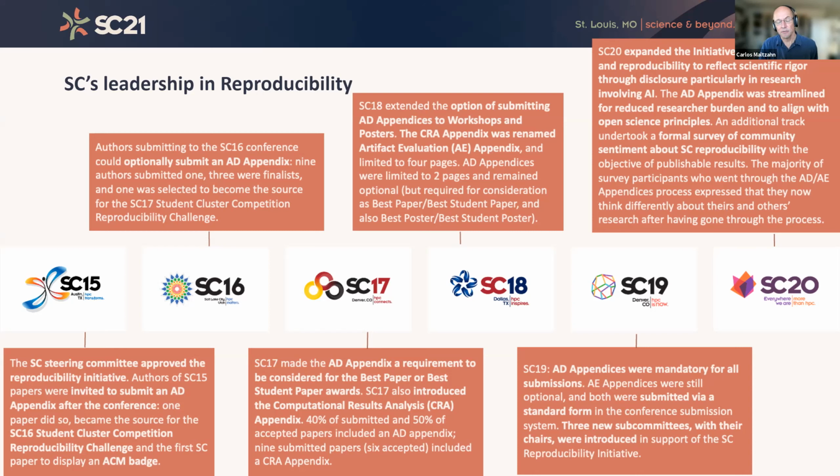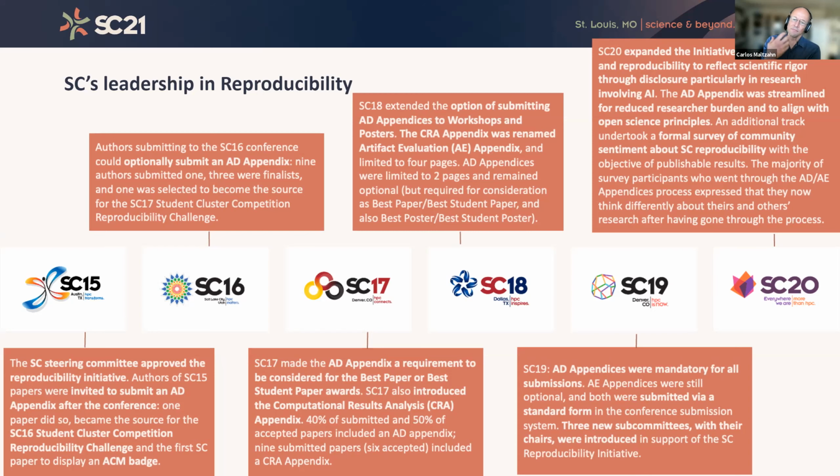the committee, the Reproducibility Initiative, started to get more structure, right? And so 3 new subcommittees were introduced, which are the 3 subcommittees that you see today. One is for artifact description, artifact evaluation review. One is for the student cluster competition, the reproducibility challenge in the student cluster competition, and one subcommittee for the journal special issue.